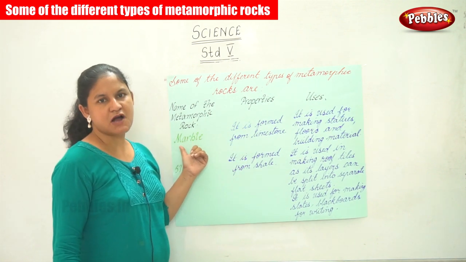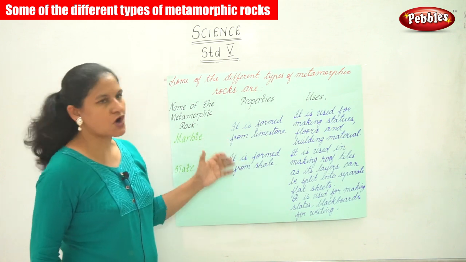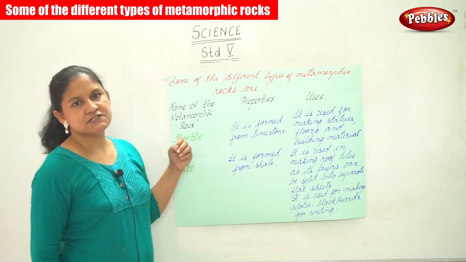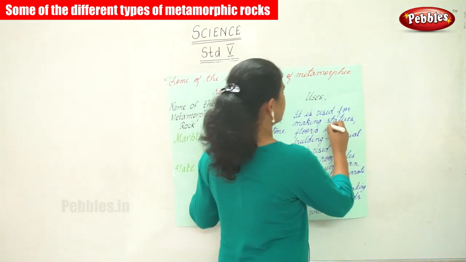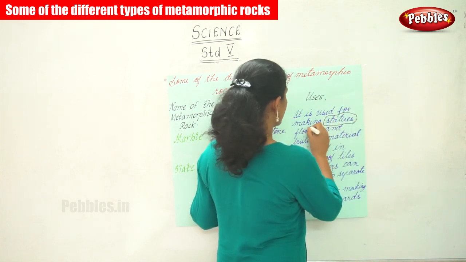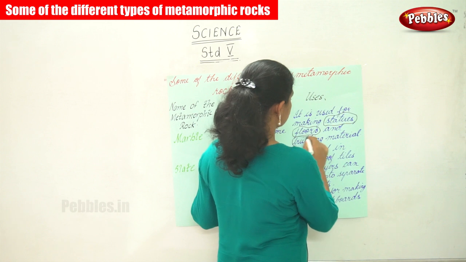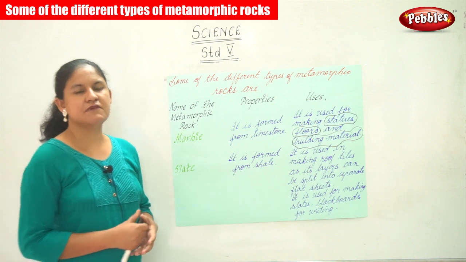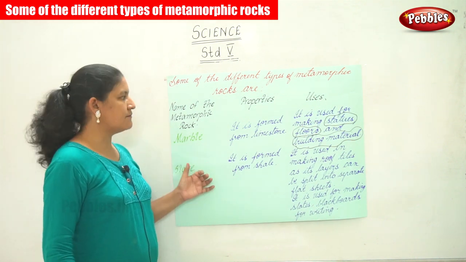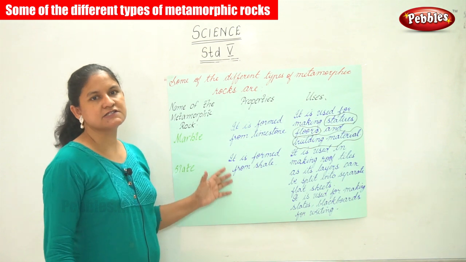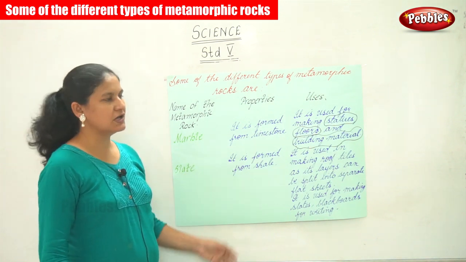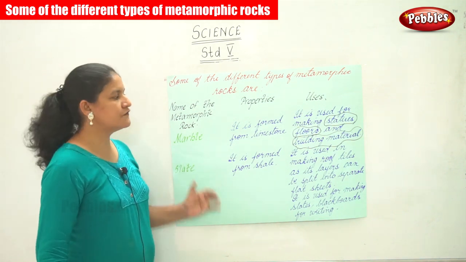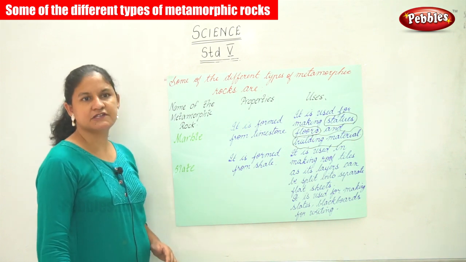The property of marble is that it is formed from limestone. What is it used for? Marble is used for making statues, floors and building material. So the first type of metamorphic rock is marble, formed from limestone and used for making statues, floors and building material.